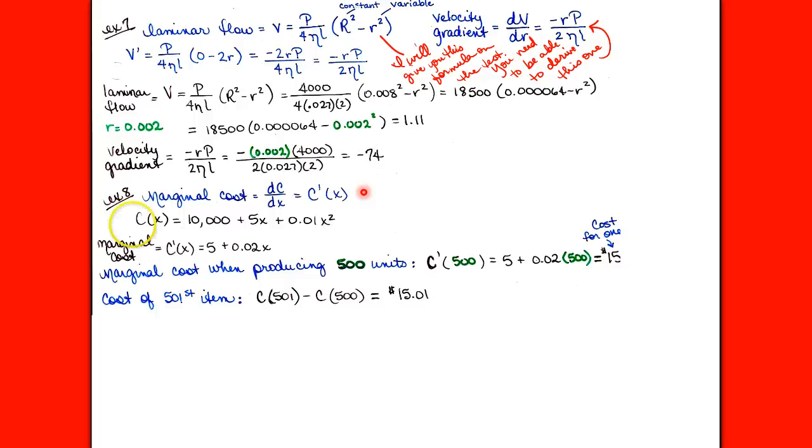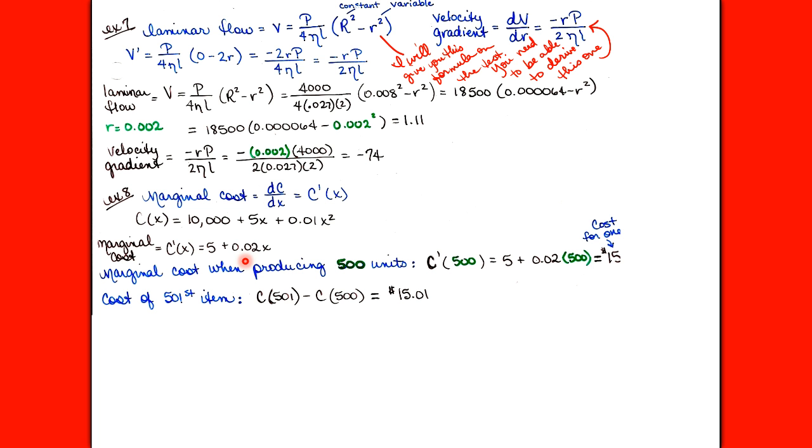So if they give me the cost equation, which they will have to give me, and they say find the marginal cost, all I'm going to do is take the derivative of that. So we could go through here and say the derivative of a constant is 0, the derivative of 5x is 5, and the derivative of 1/100th x squared would be x/50. So there's our marginal cost formula, right?